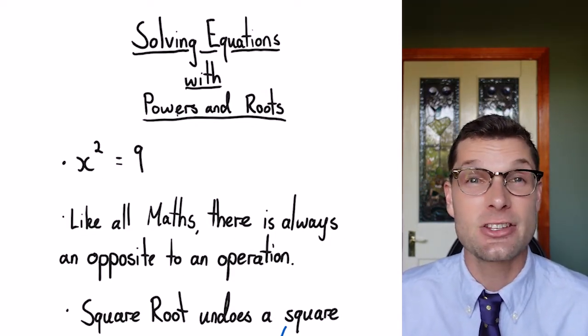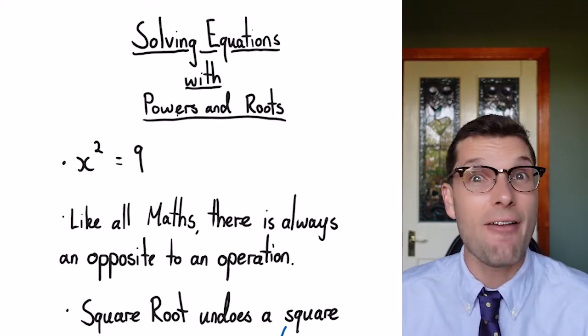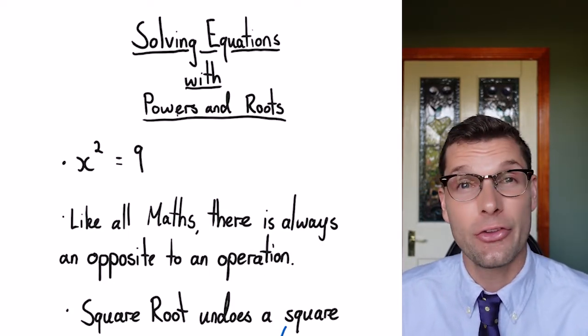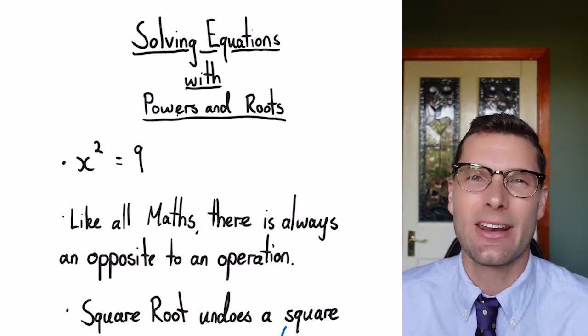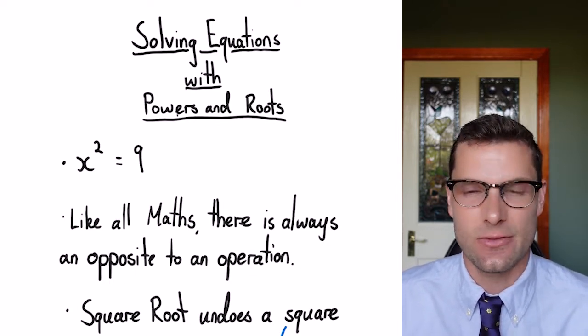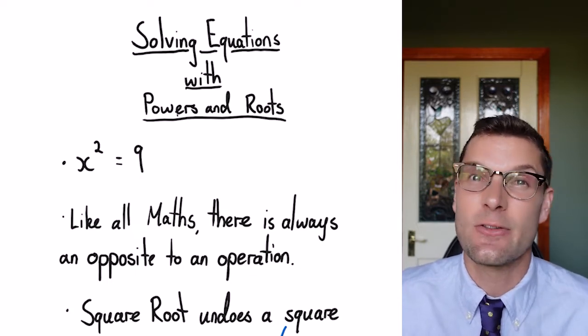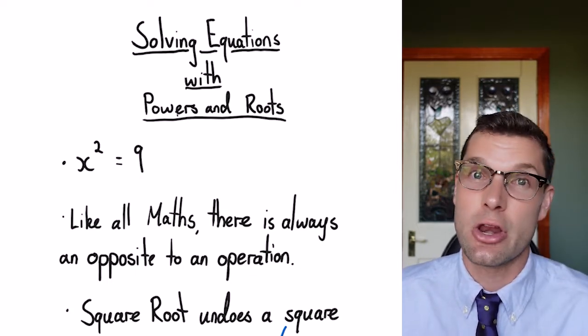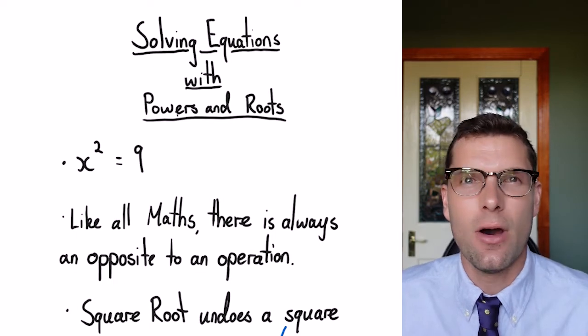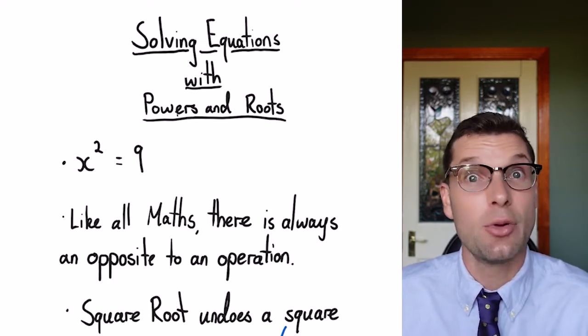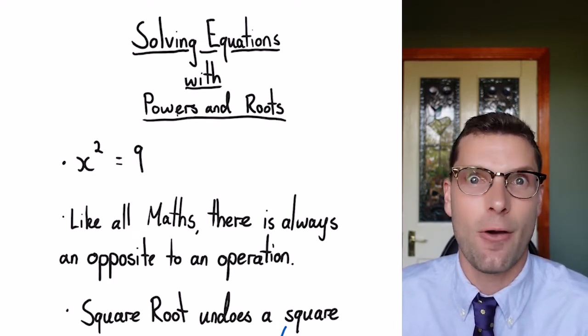Today we're going to look at how to solve algebraic equations that have a power in them. And we're also going to learn how to use roots in order to get these numbers by themselves. So an algebraic equation with a power looks something like this. We've got x squared is equal to 9. And what we're searching for is one number multiplied by itself that gives that final answer.